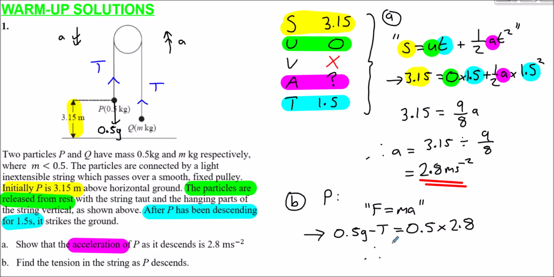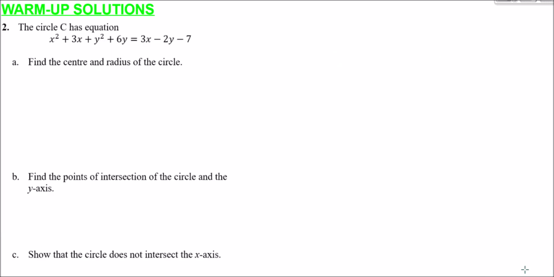Therefore, with a simple rearrangement, T will be 0.5g minus 0.5 times 2.8. Half of 2.8 is 1.4. If you calculate this now, half of g is 4.9 minus 1.4. That's going to give us 3.5, and of course, it's going to be newtons. So part A, 2.8 meters per second squared. Part B, 3.5 newtons. Let's have a look at question 2 about that circle.